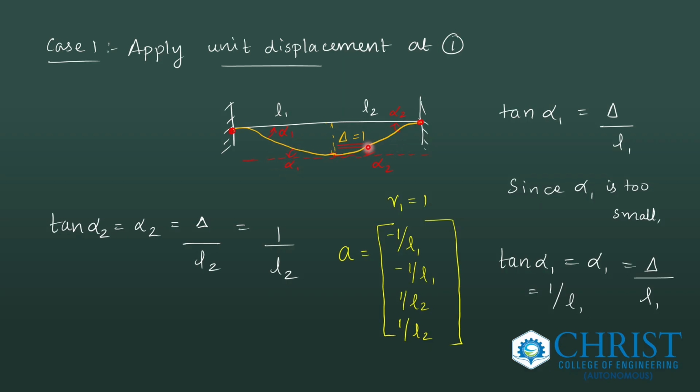In a similar way here, it is clockwise. Here also it is clockwise. So alpha 2 is clockwise and alpha 1 is anti-clockwise. So alpha 2 is 1 by L2, that is a positive value. Two positive values. Now the first case is over.